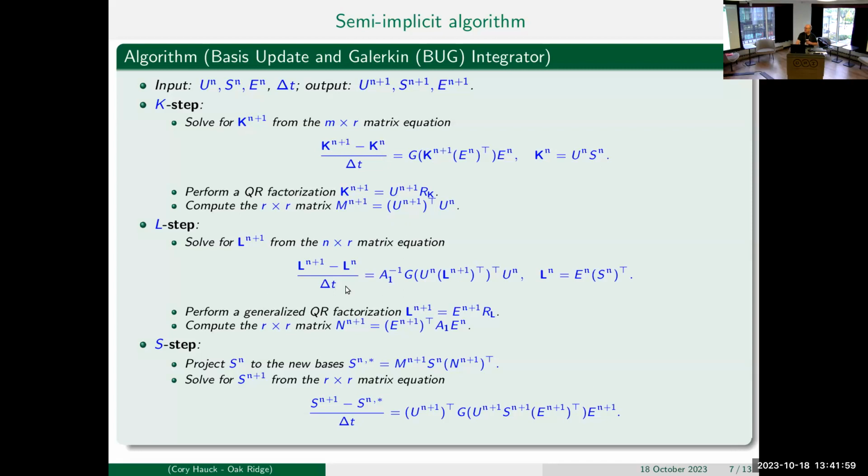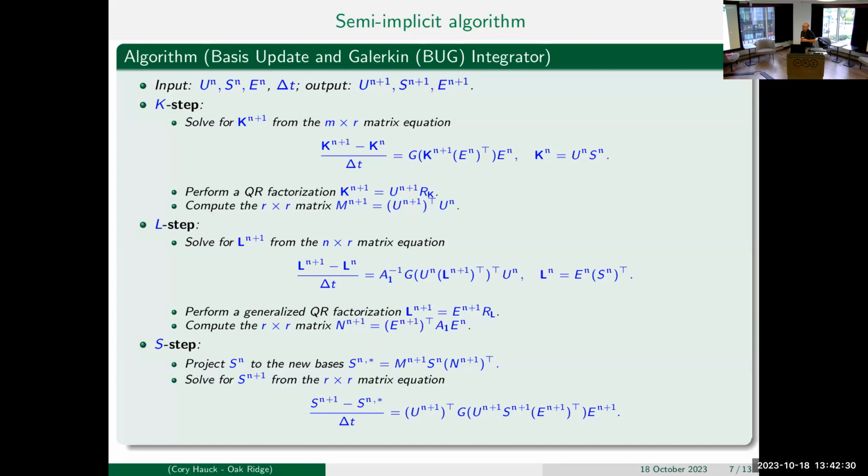L can be solved in parallel in the same way. So you only do this implicitly in L. You can do a QR factorization to get back E at N+1. And then the final step is the S step. So these are the coefficients. Once you have a new basis, you project your initial data into the new basis, and then you solve an implicit update for your new coefficients. So that's the strategy.